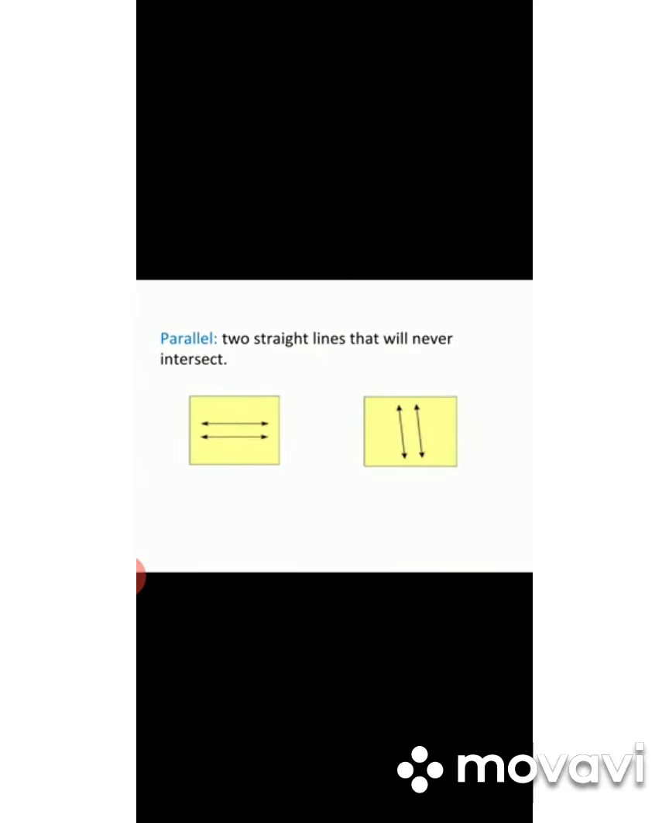Parallel straight lines, okay? In this figure, we have two parallel straight lines. Parallel means that they will never intersect. Also, in this figure we have another two parallel straight lines.